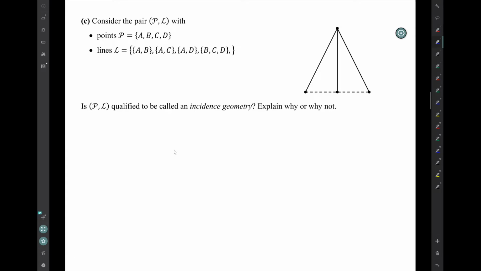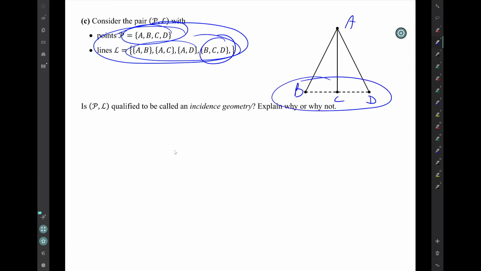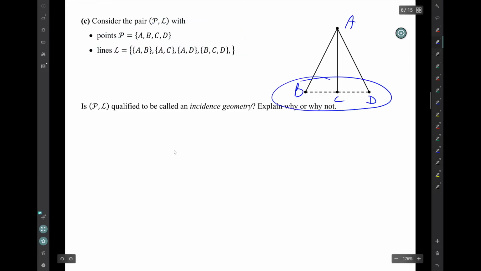Question C. This example from the previous video. That set of points, A, B, C, D, and this set of lines. Remember that that line B, C, D is that dotted thing in the diagram. Is this qualified to be an incidence geometry? Well, let's remember that this is an abstract geometry.